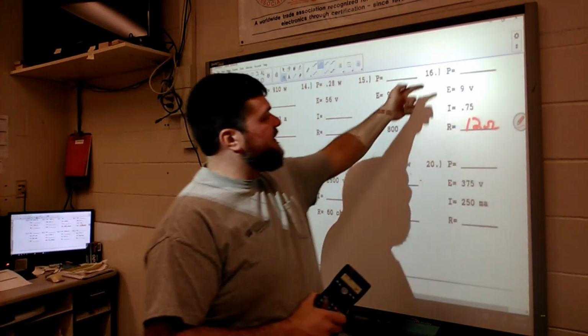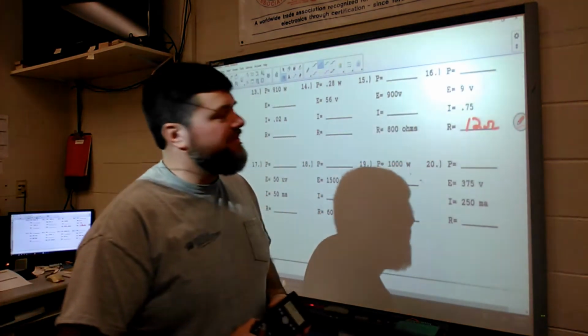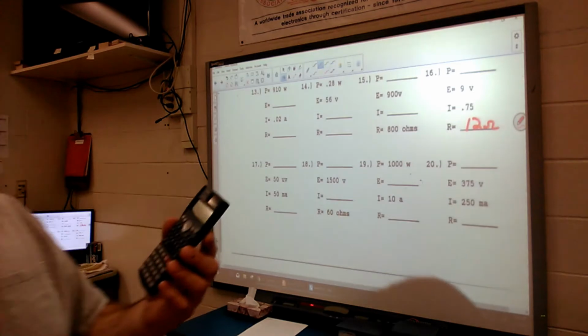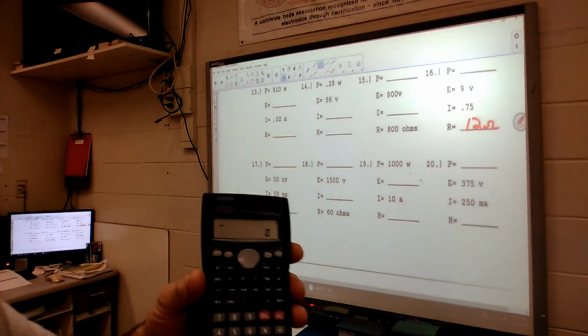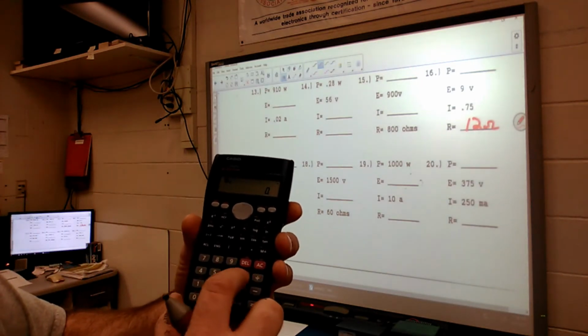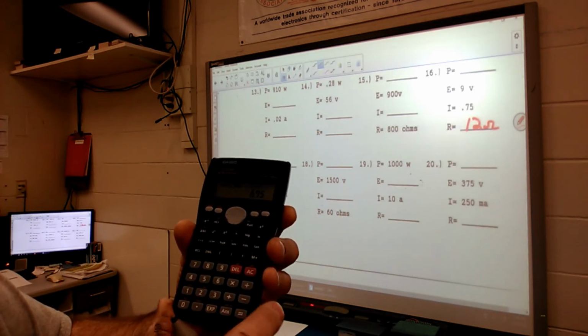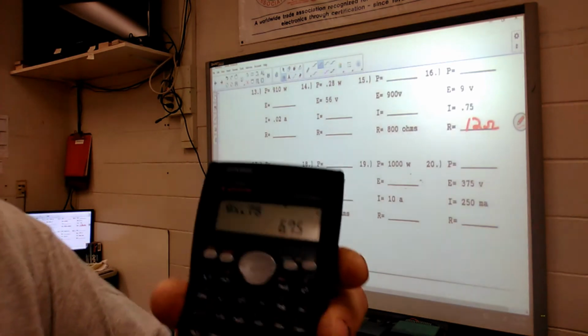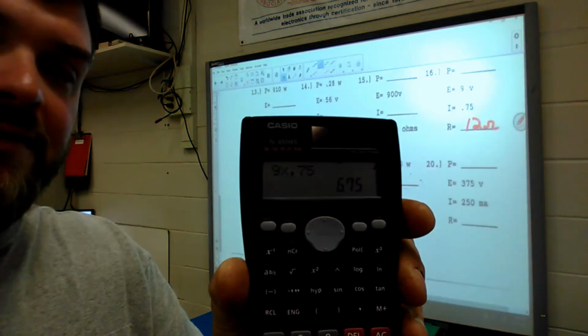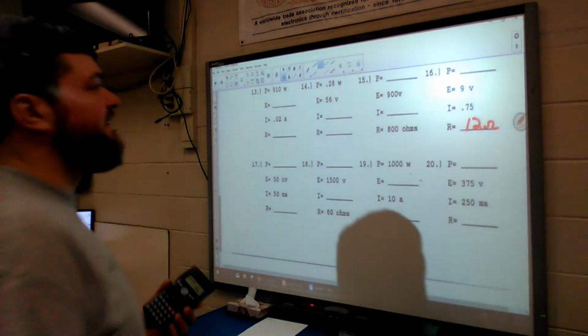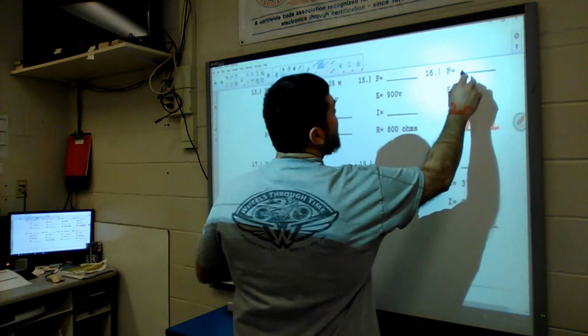Okay, we need power. How do you get power? P equals E times I. So if you can still get the thing to work, 9 times 0.75 equals, can you see that? Looks like it. 6.75 watts.